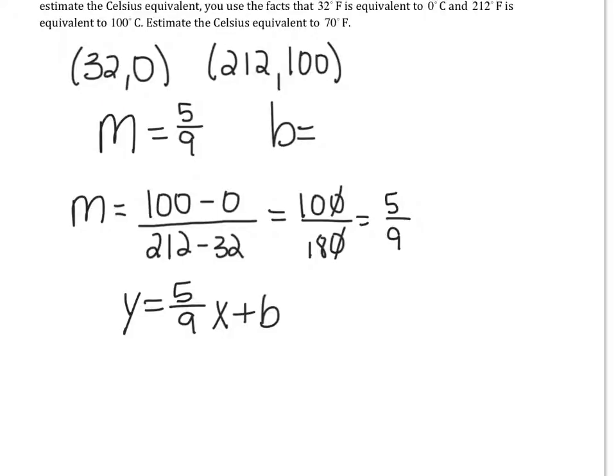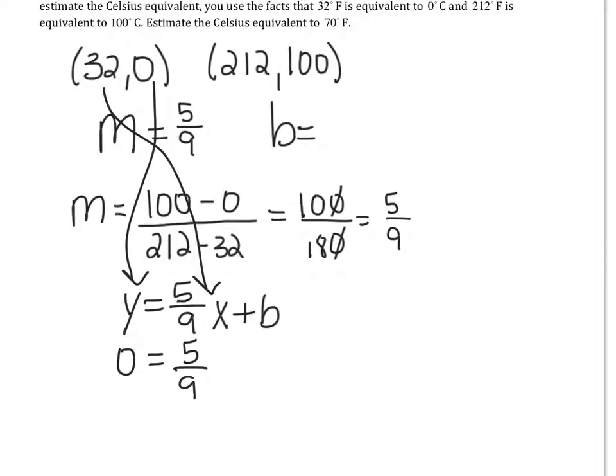So I'm going to pick one of these points to substitute in for x and for y, and again, it does not matter which point I choose. Since I always think that 0 is easier to work with, let's choose this point. So again, I'm going to take 32, plug it in for x, and put 0 in for y. So I would have 0 equals 5 over 9 times 32 plus b. I'm going to use my calculator and take 5 over 9 times 32. I ended up with 160 over 9. So I have 0 equals 160 over 9 plus b.